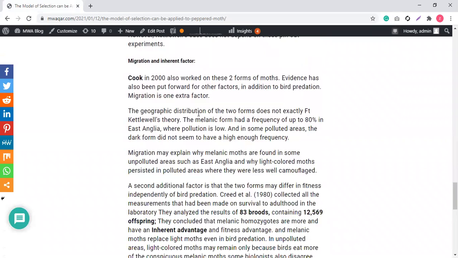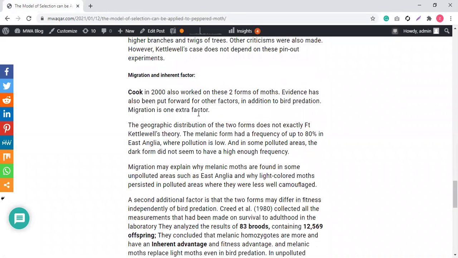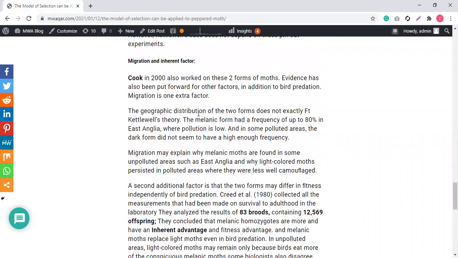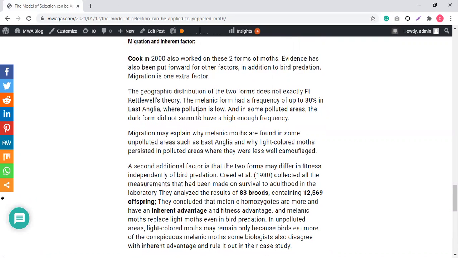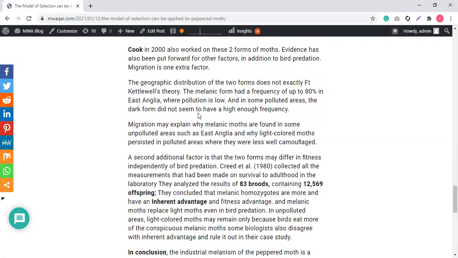Okay. Now, another factor, that is migration and inherent factor. Cook in 2000 also worked on these two forms of the moths. Evidence has also been put forward for other factors in addition to bird predation. Migration is one extra factor. Now, other scientists also give evidence to how nature works. They said that migration might be the case.